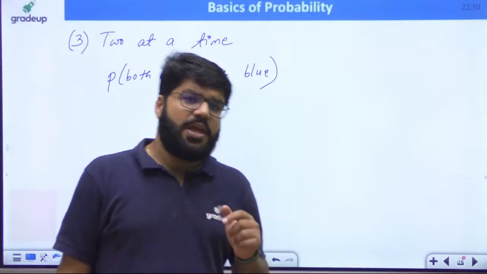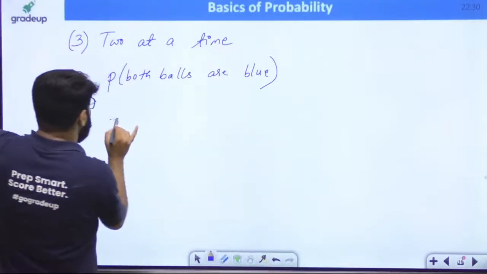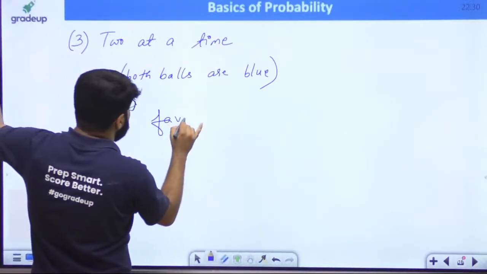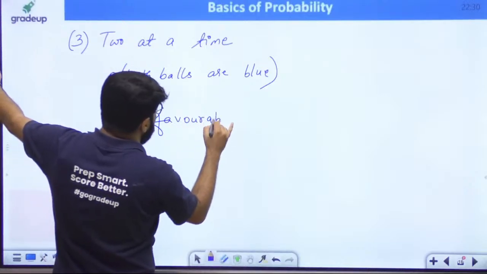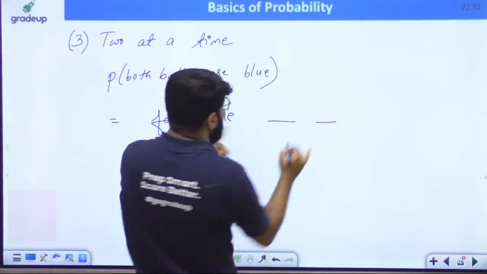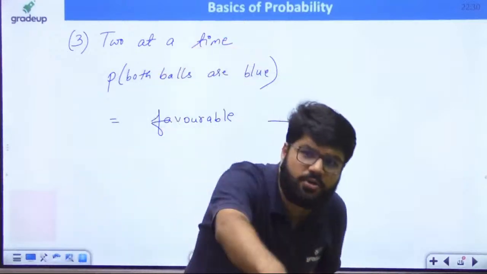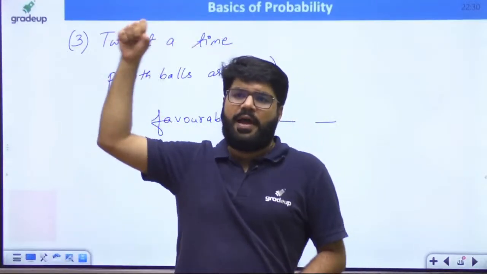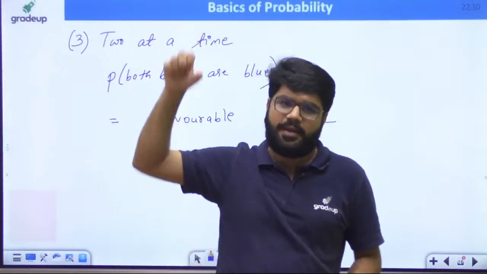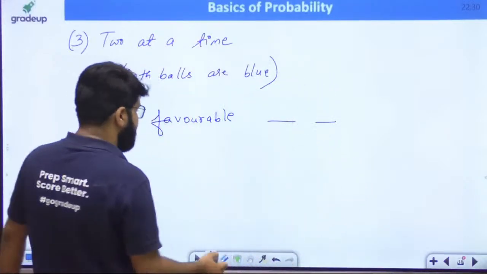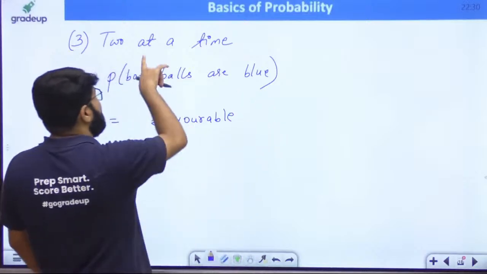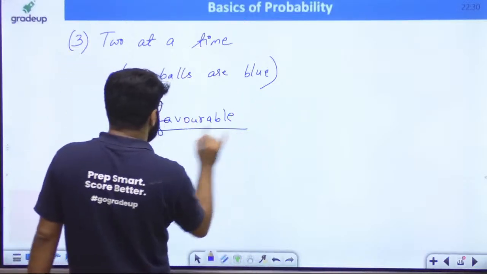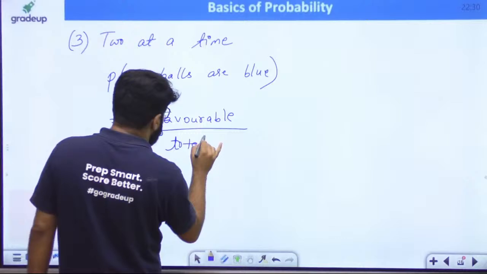So what is the philosophy we are going to apply here? We are just going to apply it in one single step. Now ये 2-step process नहीं है. You can't solve like this because balls are drawn 2 at a time in one single shot. अंदर गए और balls को ले आए. Only in a single shot. Okay, so let's just apply in one time favorable by total.